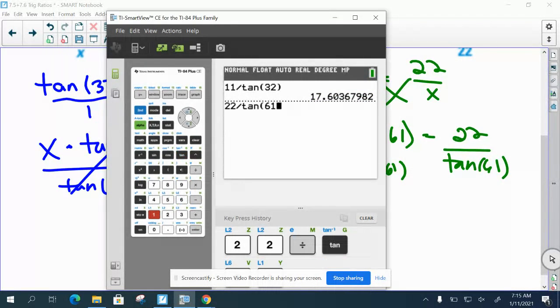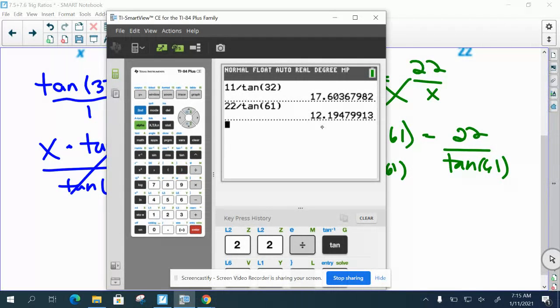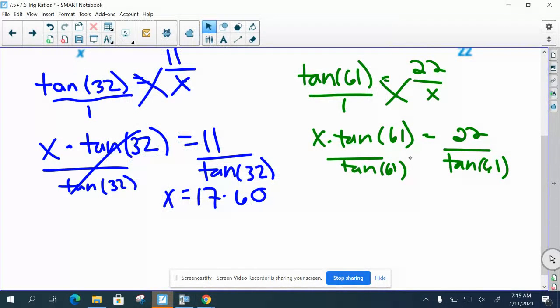Now, just to reiterate, the angle here should always be less than 90, because one of the acute angles of a right triangle always has to be less than 90. All right, press enter. So that'd be 12.19.